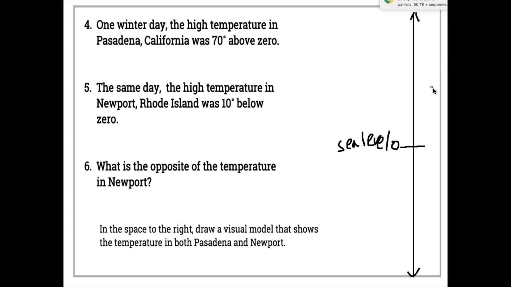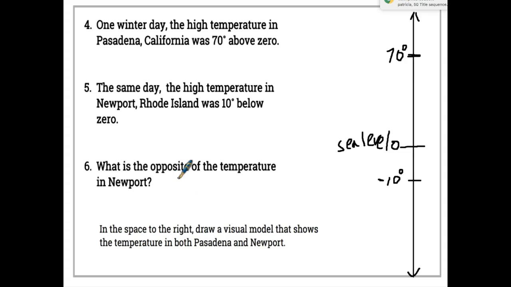And let's check and see how you did. One winter day, the high temperature in Pasadena, California was 70 degrees above zero. So I know I'm going to start at 0 and I'm going to go up 70 interval markers. There's 70 degrees. The same day, the high temperature in Newport, Rhode Island was 10 degrees below zero. Again, I'm going to go to 0 and I'm going to count down 10 degrees below 0. And remember, when you show this, you have to put your negative.